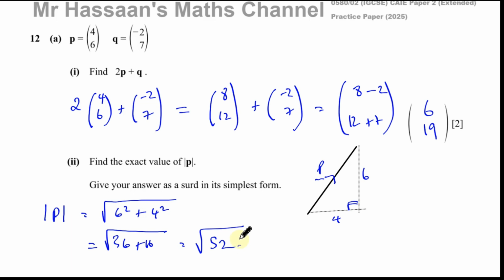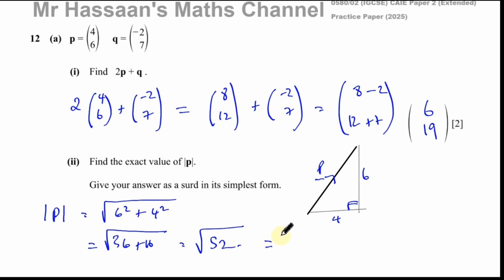The square root of 52. So now we have to give the answer as a surd in its simplest form. So we know that we're on the right kind of tracks. It's not a perfect square here.